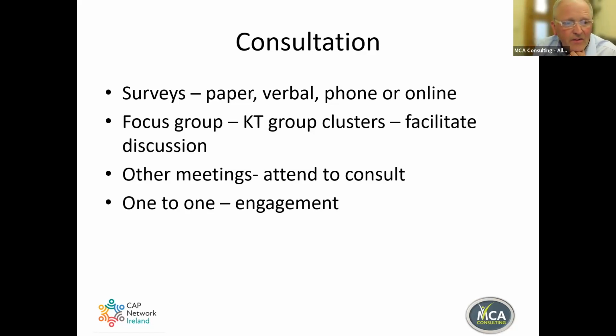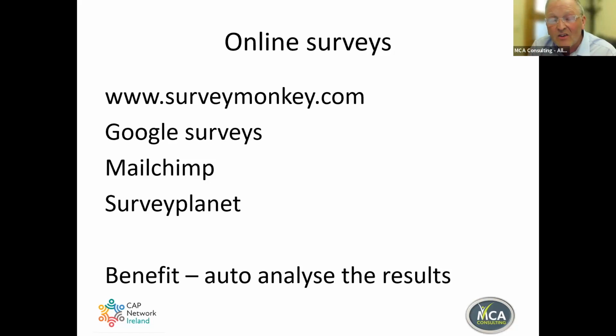One of the key benefits, I suppose, is that there's auto-analysis. So in other words, it will analyze the information for you. Some of these tools are free of charge, and then to get additional functionality, you have to pay a monthly subscription. You can pay monthly. You don't have to pay hundreds of euro for an annual subscription. And I'm sure there's somebody in most of your offices, or somebody you know, who is familiar with using these. Here are a few other ones: Google Surveys, MailChimp, Survey Planet. We've used them all, and they're very, very useful.